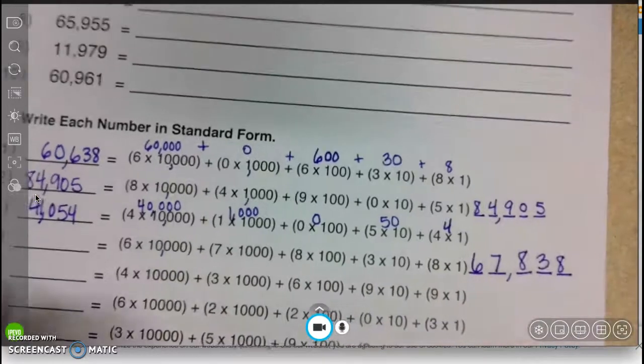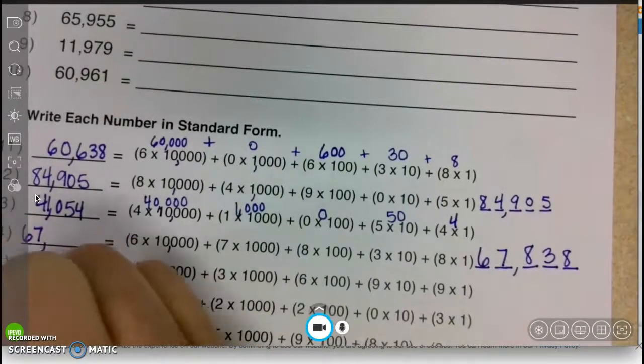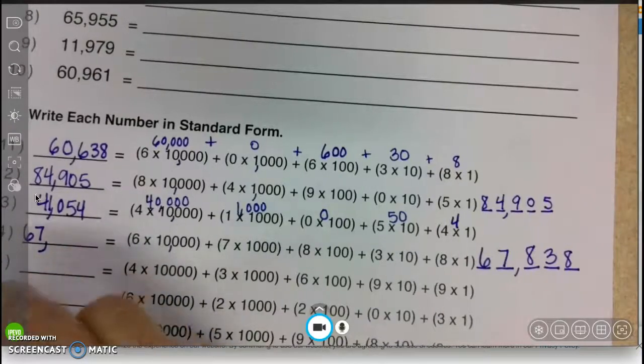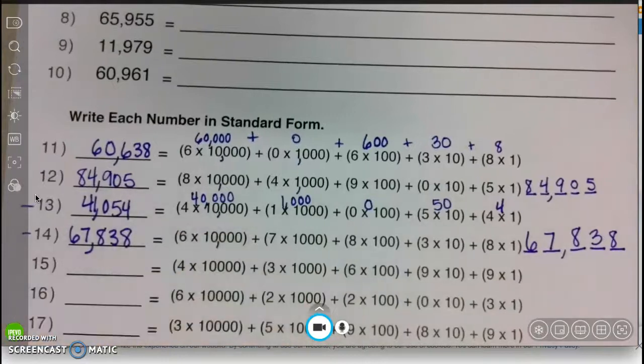So then we have, try that again. 67,838. Very good. Nice work. Proud of y'all. Raise your hand if you got them all right. Awesome. That's pretty much everybody. Good job.